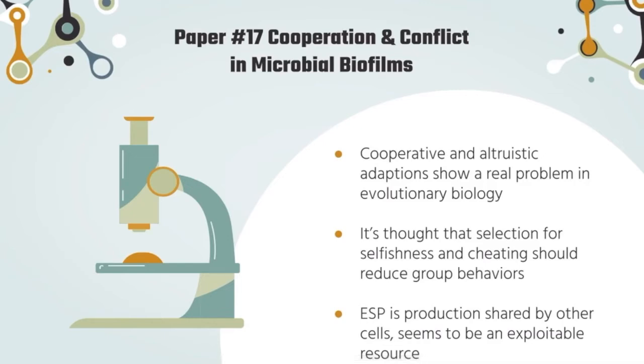So, cooperative and altruistic adaptations show a real problem for evolutionary biology because it's thought that selection for selfishness and cheating should frequently reduce group behaviors. And because the production of EPS in biofilms can be shared by other cells, it would seem to be an exploitable resource. And this is why biofilms are an example of the theory in this paper.